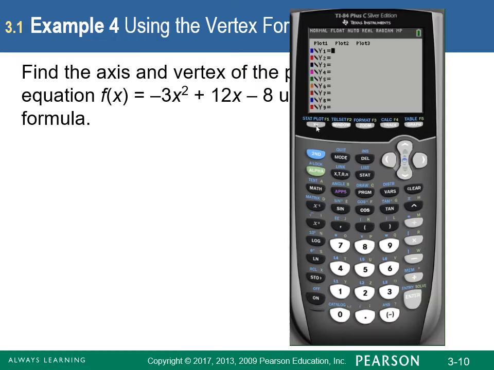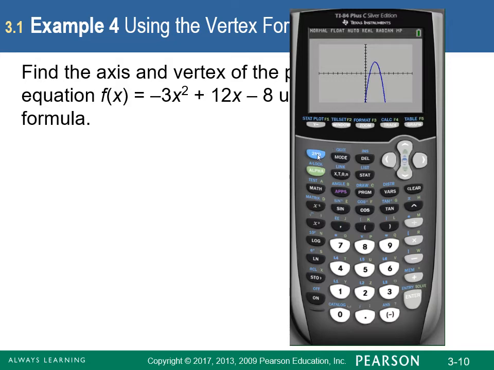Starting with the y equals. Here's negative 3x squared plus 12x minus 8. If everything works well, we'll see the graph when we hit the graph key. And sure enough, there it is.